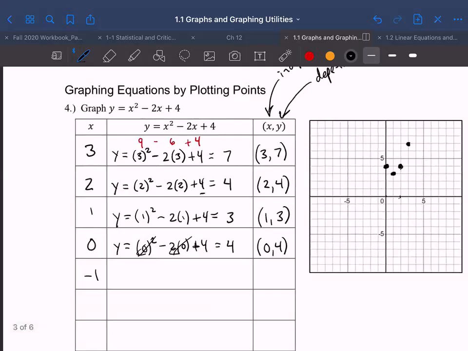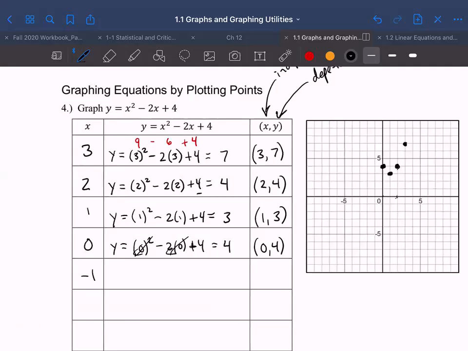I'm going to do just one more here, and we'll have the basic shape. We'll do negative 1. y equals negative 1 squared minus 2 times negative 1 plus 4. Now be careful here. This negative 1 squared is a 1 because it's negative 1 times negative 1. Here we have minus 2 times negative 1. That becomes a plus 2. And then we still have that plus 4. So we ended up with all positive numbers there. 1 plus 2 plus 4 is 7. And so we get the ordered pair negative 1, 7. And so we come over here to negative 1, go up to 7, and we're right there.